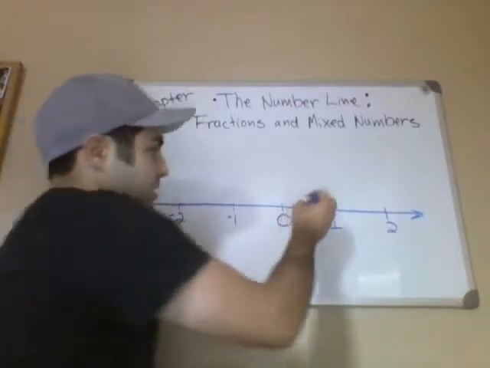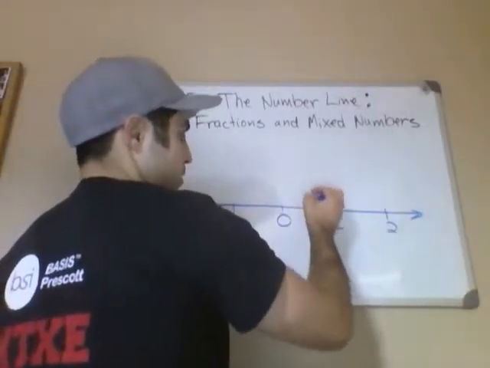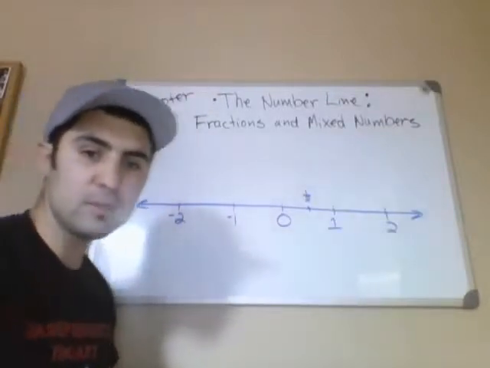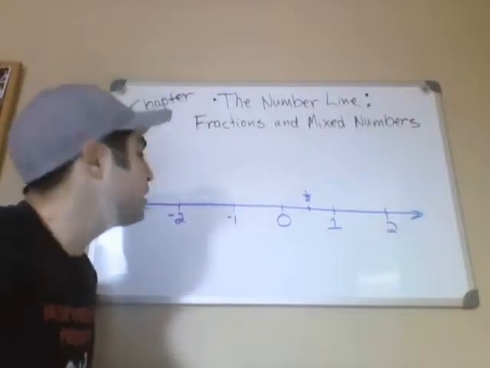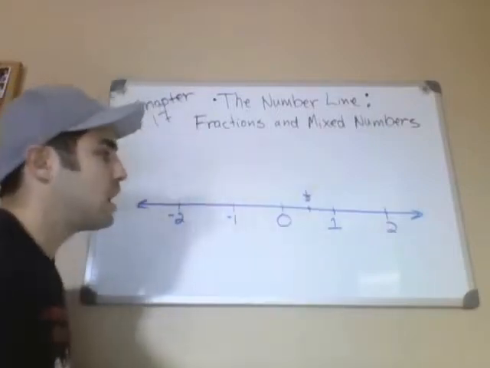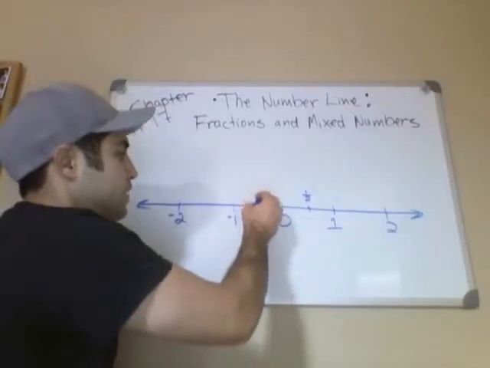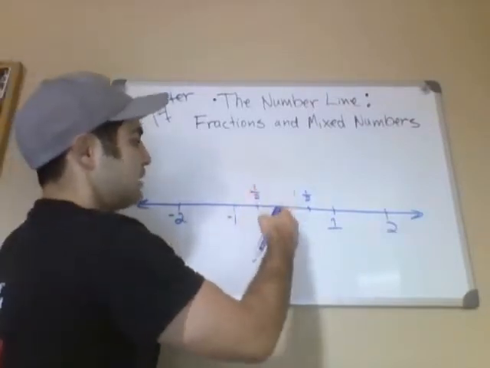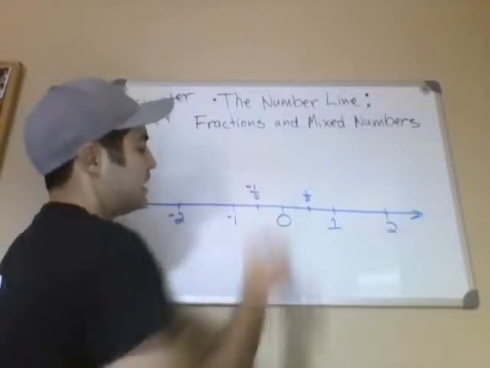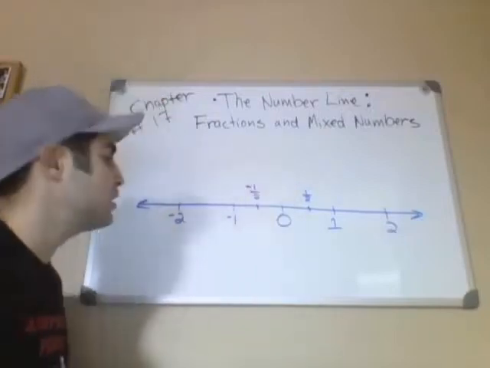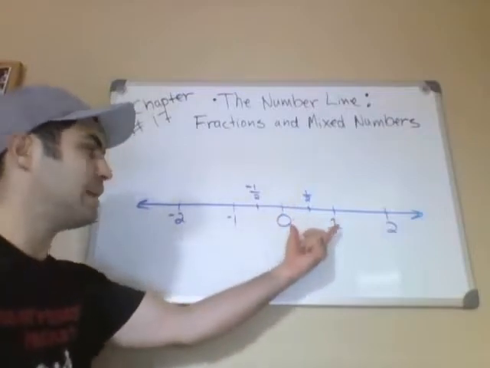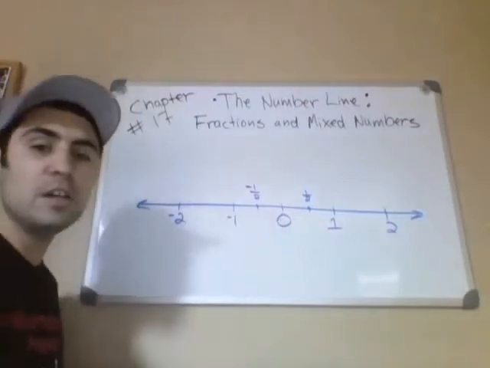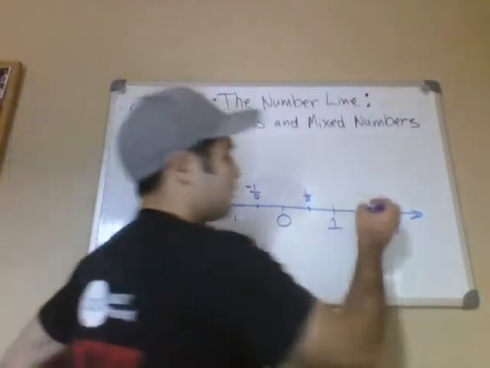In between 0 and 1, we have 1/2. Okay? Oh, that's pretty small in there. Anyway, hopefully you can see it. That's 1/2. On this side, we have 1/2, only because it's to the left of 0, it's negative. So that's -1/2. So there's a bunch of numbers, an infinite amount of numbers actually, in between every whole number and every integer.